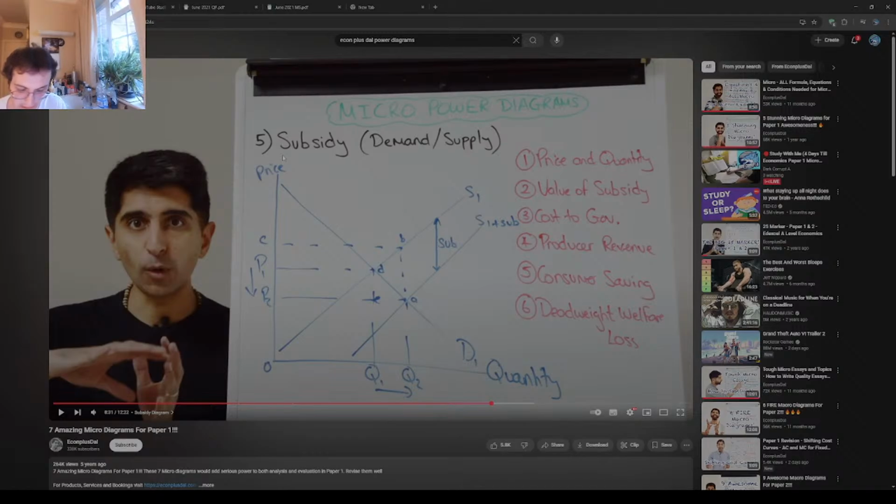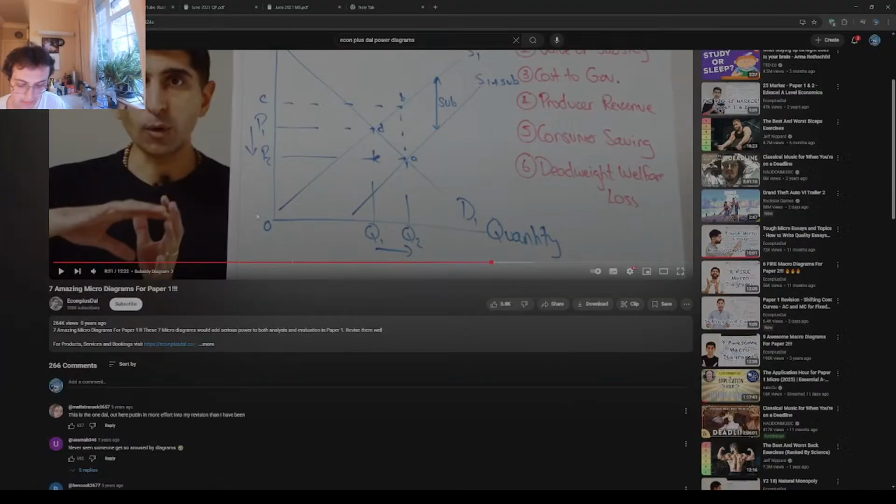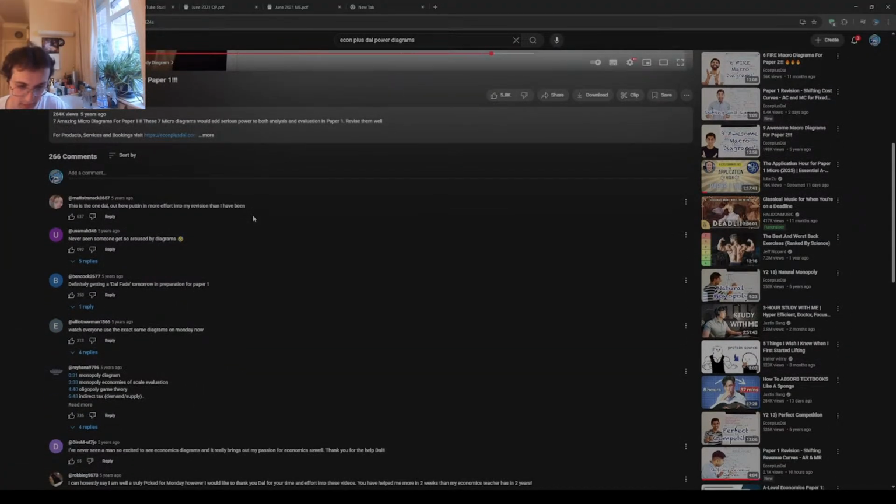Price is going down and then quantity is going up. I need to not look at the graph. Thankfully, I'm not looking at it, but I need to make sure I'm not looking at it properly. So this is going to be A. This is going to be B. This is going to be C.